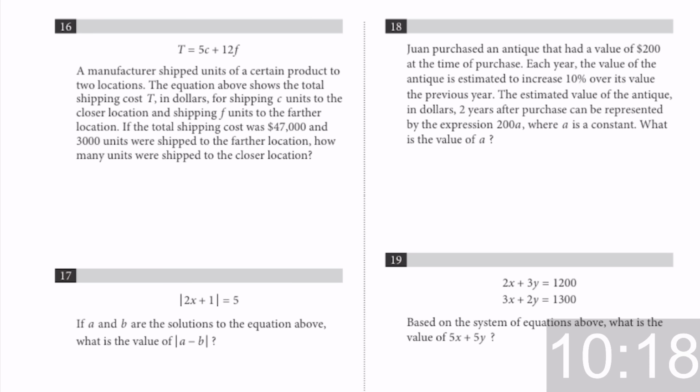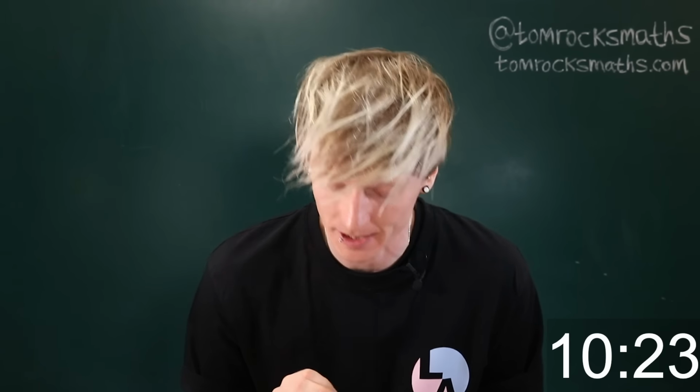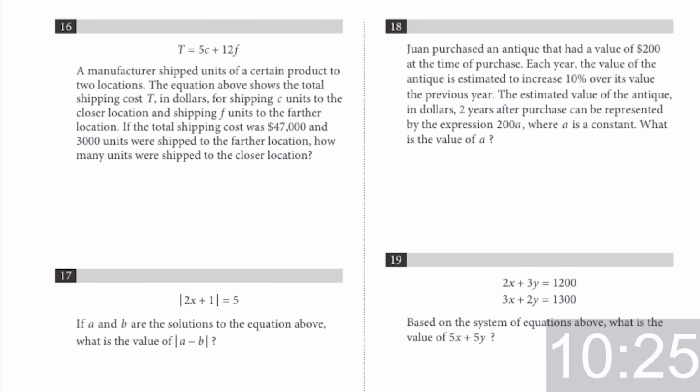A manufacturer shipped units of a certain product to 2 locations. The equation above shows the total shipping cost T in dollars, C units to the closer location, and F to the farther location. Okay, total shipping cost was 47,000 and 3 units were shipped.